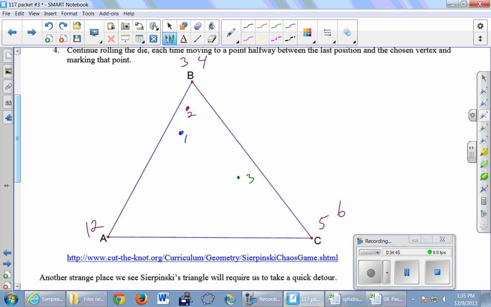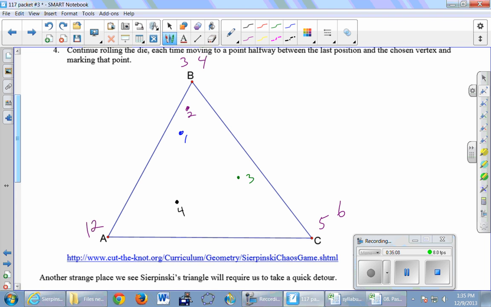Okay, and then Kate rolls the die. Kate, what did you get? Kate says 2. Which vertex is 2? A. So halfway between your current dot, which is number 3, and vertex A, you put a new dot, and we'll call that 4.